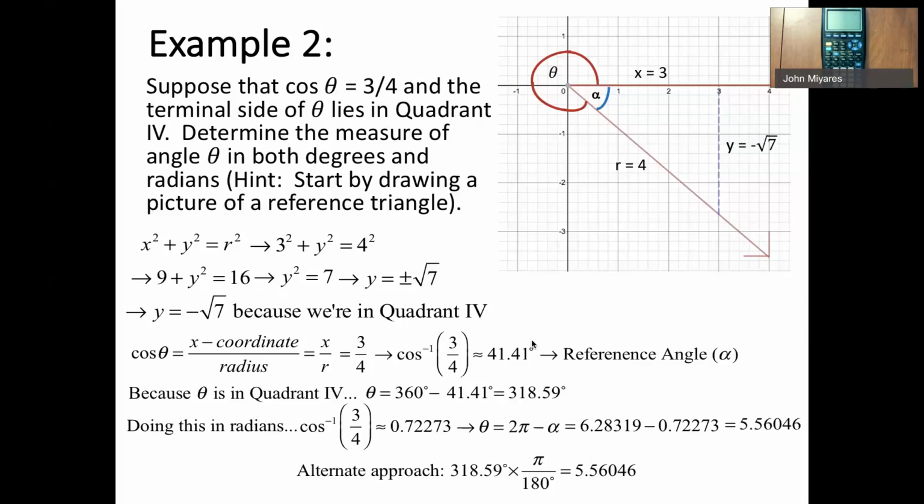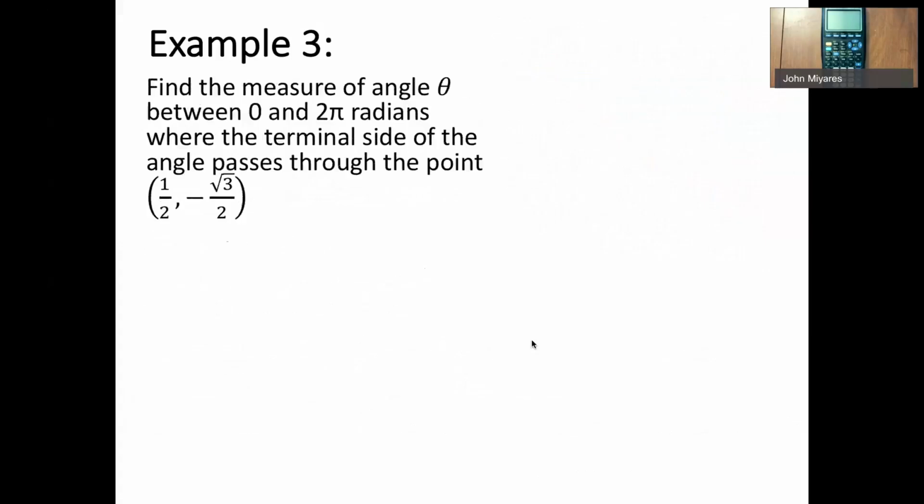Let's try one more. Find the measure of an angle theta between 0 and 2 pi radians where the terminal side of the angle passes through the point 1/2, negative square root of 3 over 2.